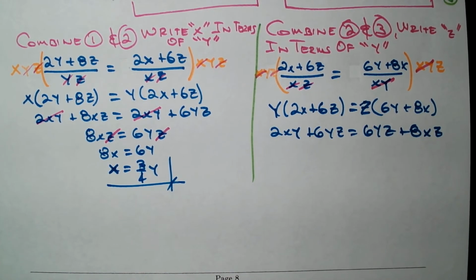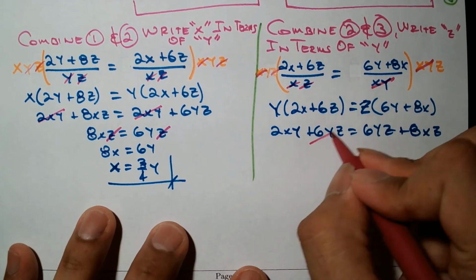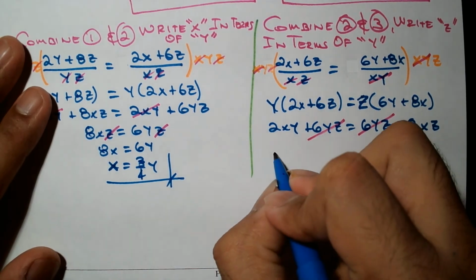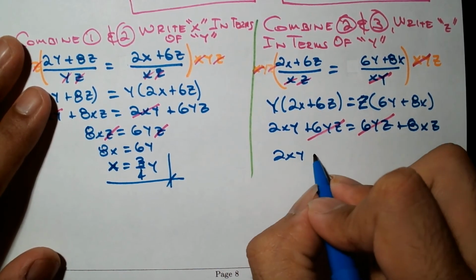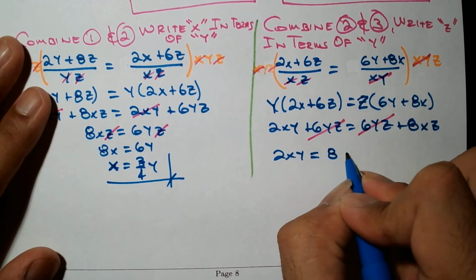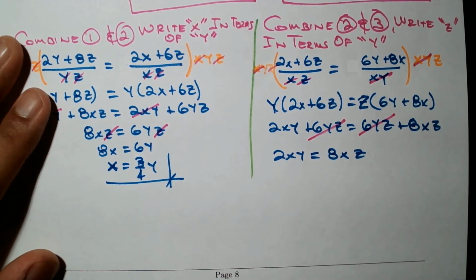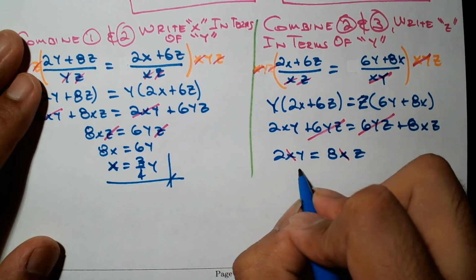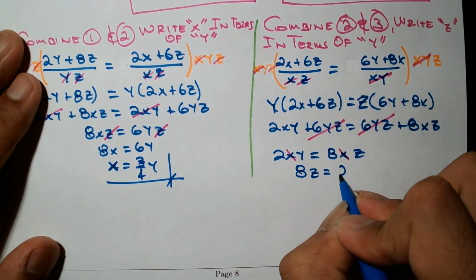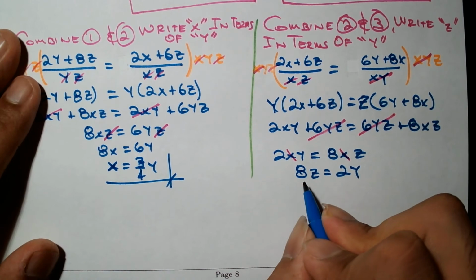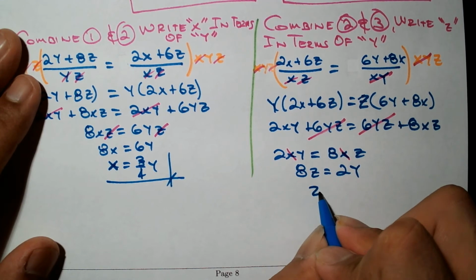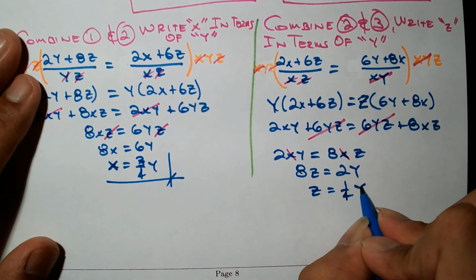Do we have any common terms to cancel out? Of course, 6yz with 6yz. And then 2xy equals 8xz. Notice again we can divide out the x's. So in this case I'm going to write the reversed equation, 8z equals y, because all I want now is to solve for z, which is going to be z equals 1/4 of y.